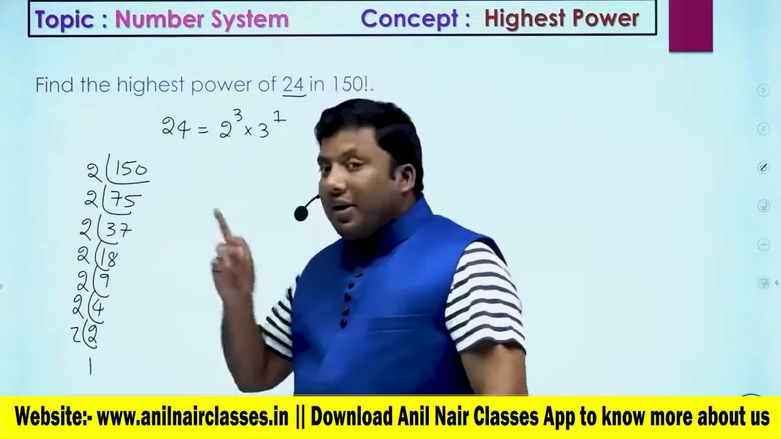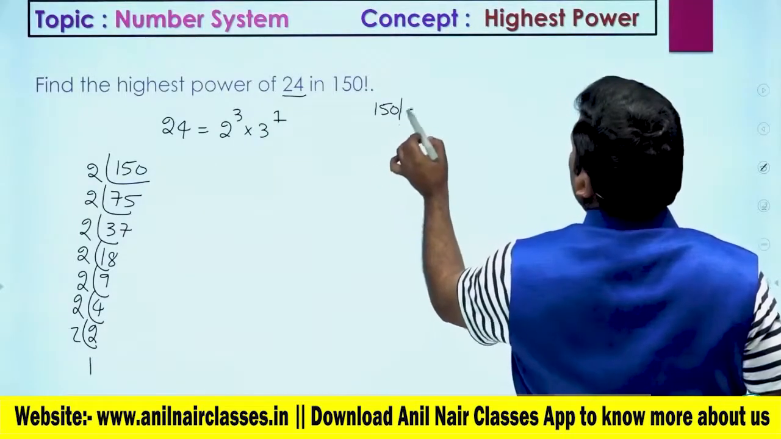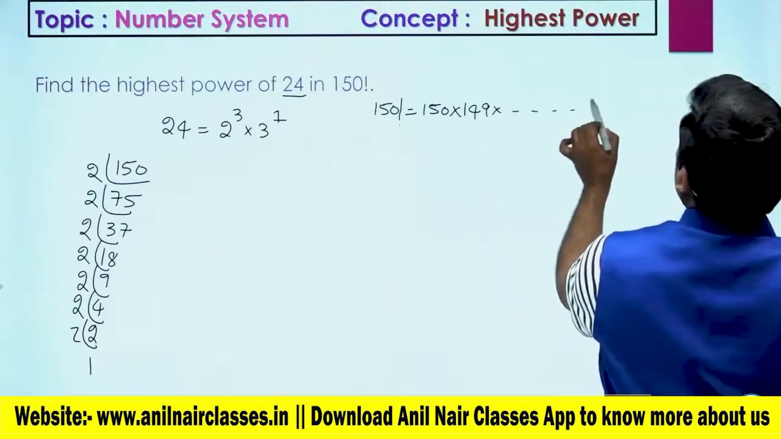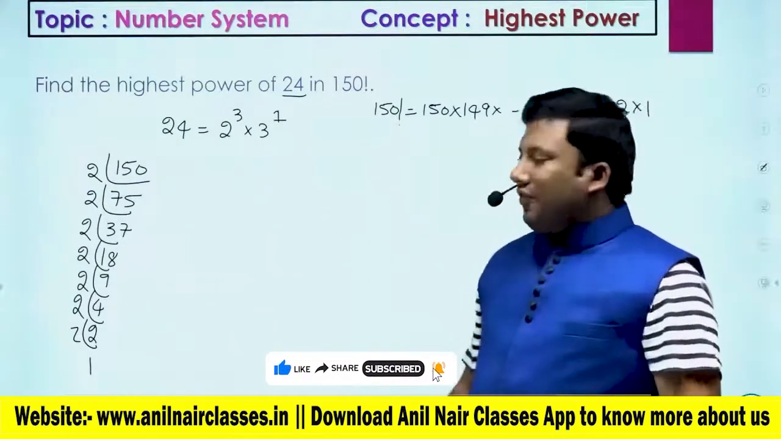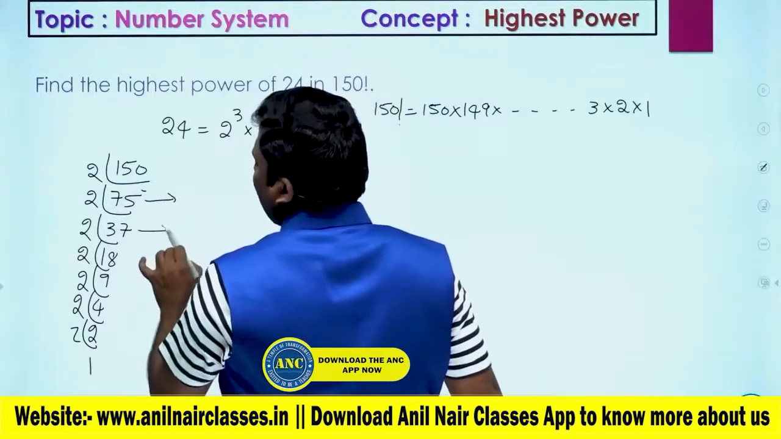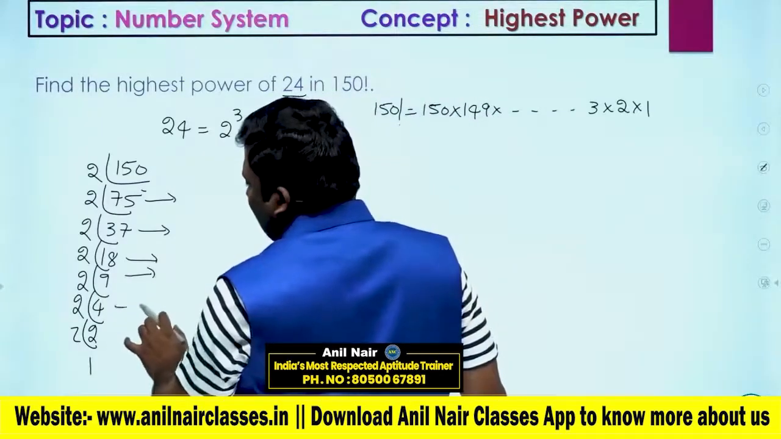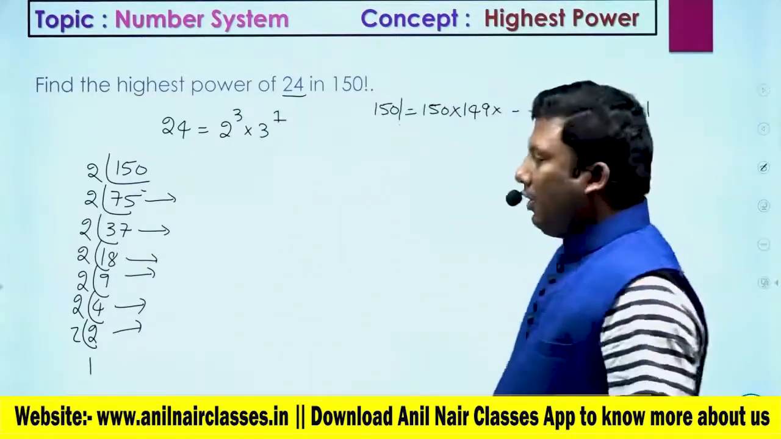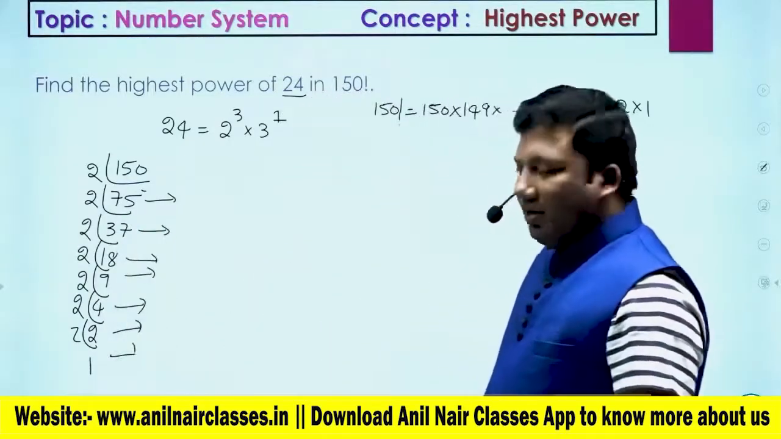There are 75 multiples of 2 when you are writing 150 factorial. 150 factorial is defined as the product of all the natural numbers from 1 to 150. 2 1s are 2, 2 2s are 4, 2 3s are 6, 2 75s are 150. So these are all the 75 multiples of 2, 37 multiples of 4, 18 multiples of 8, 9 multiples of 16, 4 multiples of 32, 2 multiples of 64, and 1 multiple of 128. That is the definition of these 75, 37, 18, 9, 4, 2, 1.